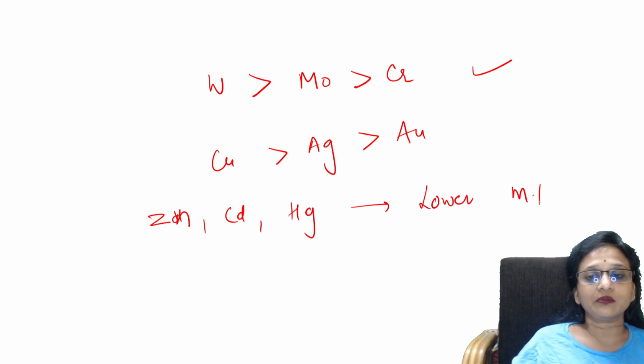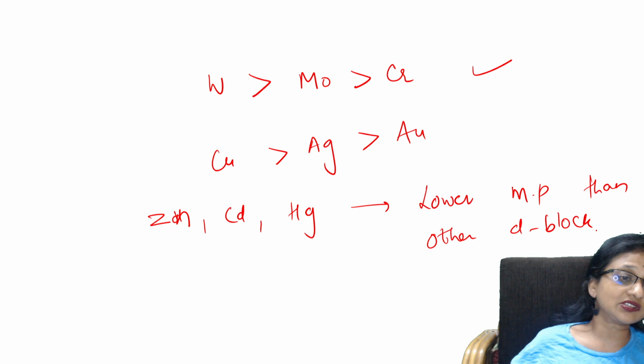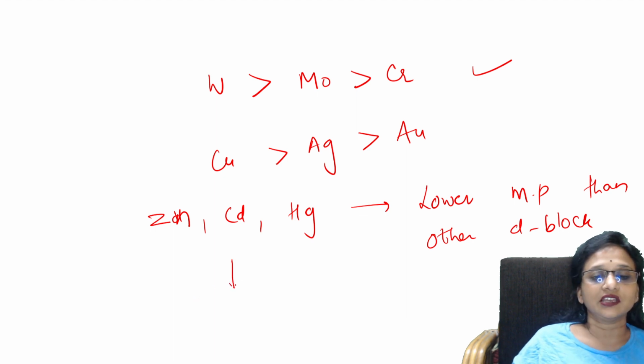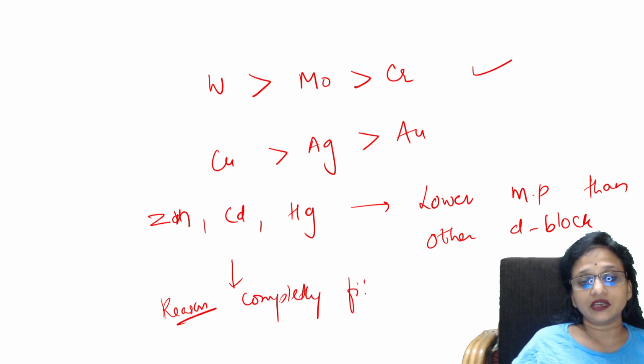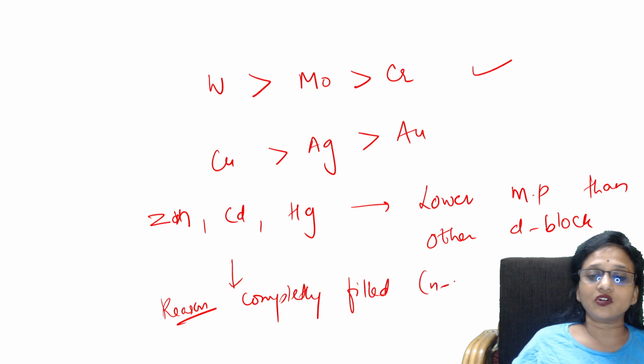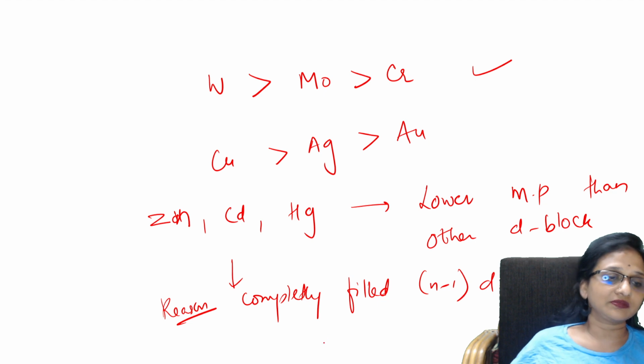Why low melting point? Why, compared to other D block elements? This is the reason they are going to ask you. What is the reason, students? Only one reason. Yes, they have completely filled n-1 d orbitals. Very good, rightly said. They have completely filled n-1 d orbitals. Correct?